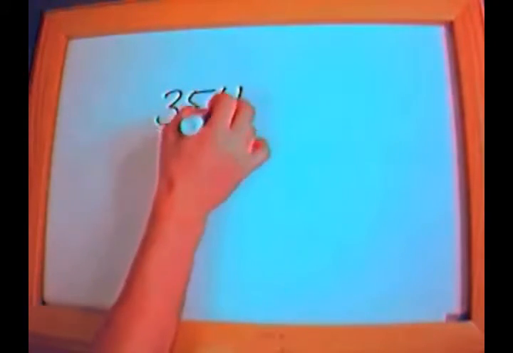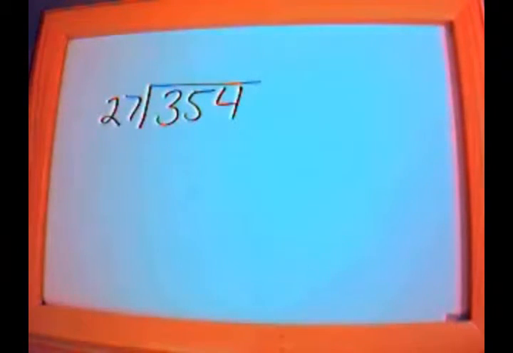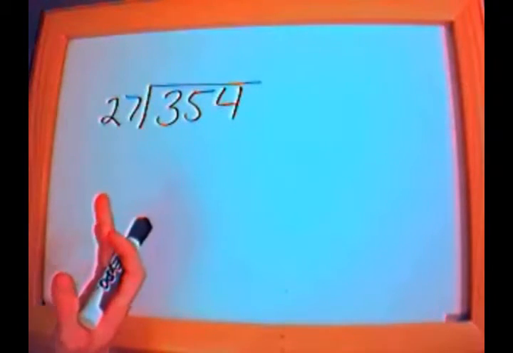Take a look at this. What is 354 divided by 27? We're going to deal only with numbers for now. Actually, I want to write this a little bit lower. 354 divided by 27. Now this has nothing to do with polynomials. This is just something to illustrate the point. How do you do this division?